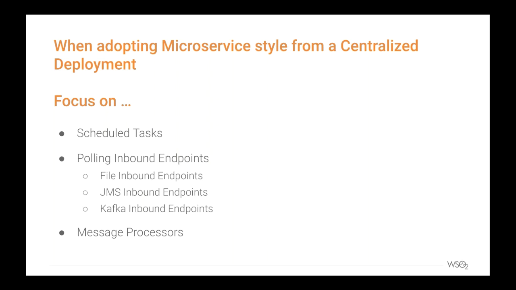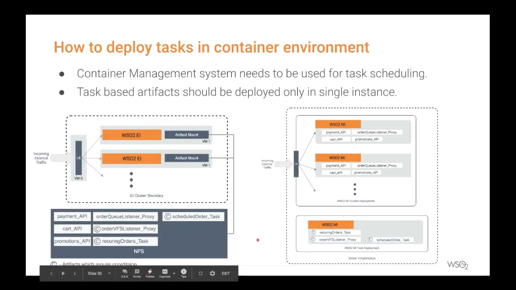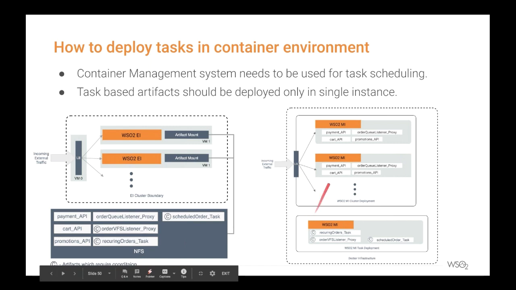So for the moment, for the scheduled tasks, you have to deploy them accordingly. That is, you have to divide them separately and deploy in the needed containers only. So that's for the scheduled tasks. But the other artifacts like polling inbound endpoints and message processors, the underlying implementations of them also rely on the task. So you have to focus on that also while deploying. If you see this diagram here, that is how to deploy the tasks. Basically you have to use some container management system for task deployment. All the task-based artifacts should be deployed in a single instance.